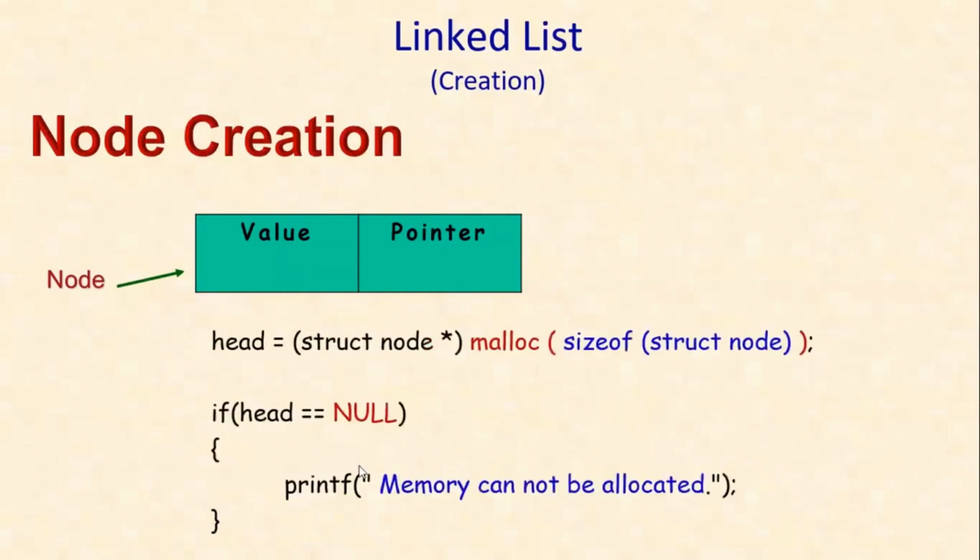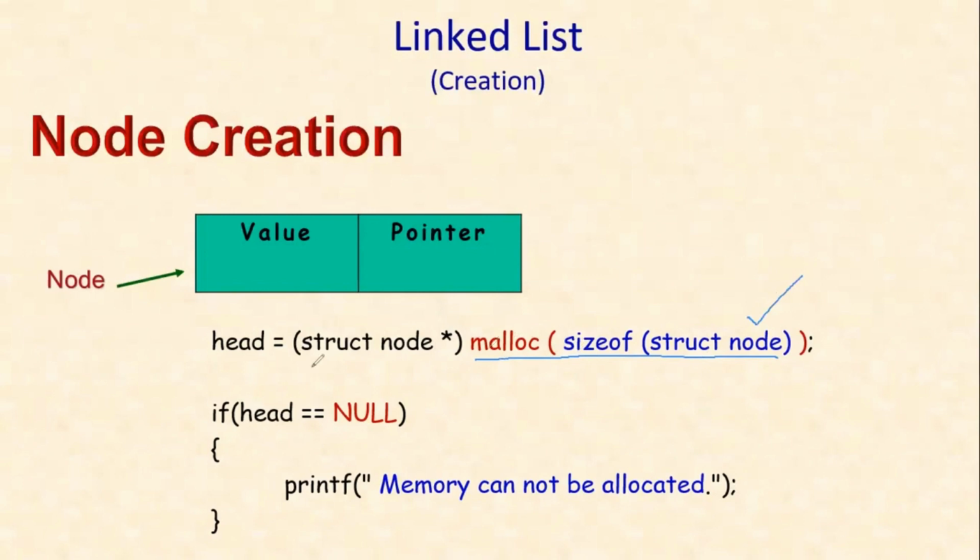After declaring the node, what will we usually do? We will create the node. What do you mean by creating a node? Allocating memory for that node. So you have the malloc function to allocate memory for this node. So we are allocating memory for a node using the malloc function.